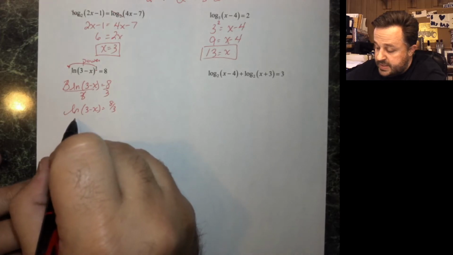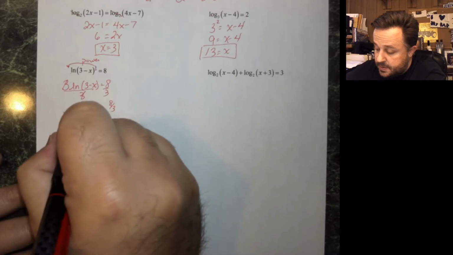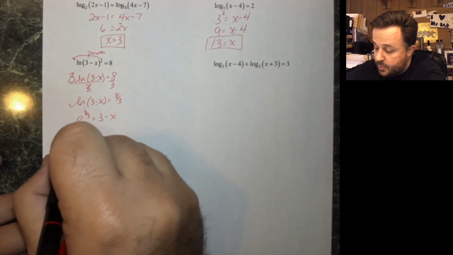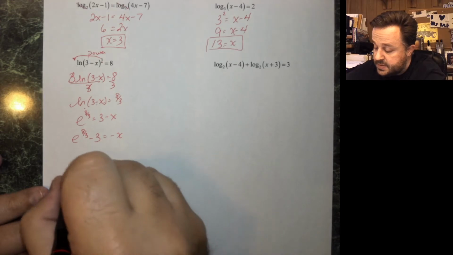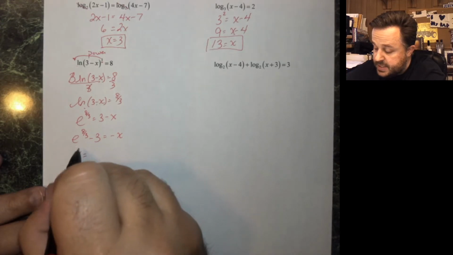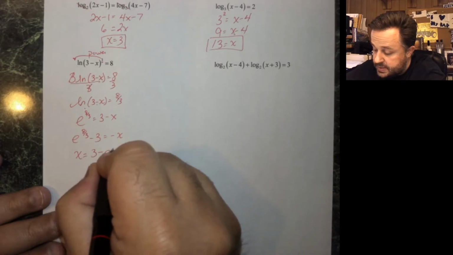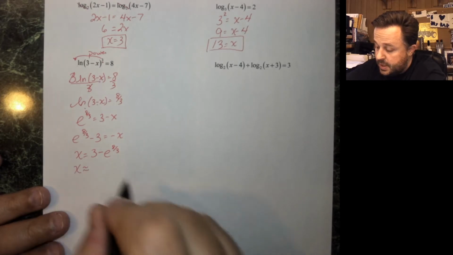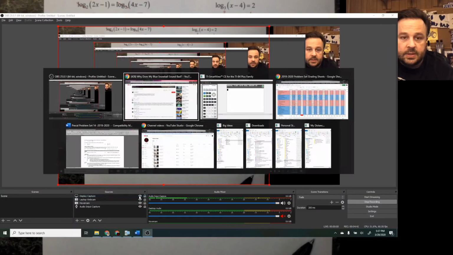Now this is a log base e, so if I rewrite this, it would be e to the 8/3 equals 3 minus x. We can subtract 3 from both sides. That leaves me a negative x. And then dividing both sides by -1 is going to make this e negative. It's going to make that 3 positive, so we'll write it as 3 minus e to the 8/3. Now we have to go to our calculator to determine what that is. So we'll go ahead and we'll do that.